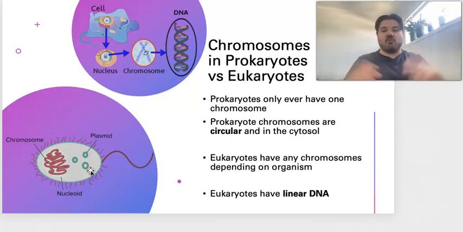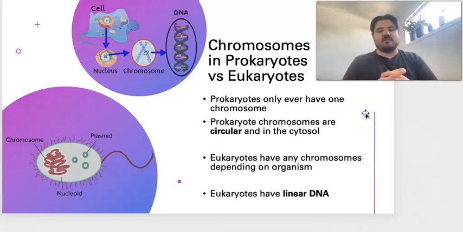And so when we're thinking about chromosomes within a prokaryote, it's the same thing. A prokaryote only ever has one chromosome, right? And it looks somewhat like this, okay? One chromosome and it's circular, right? We always have to think of chromosomes as circular in prokaryotes.